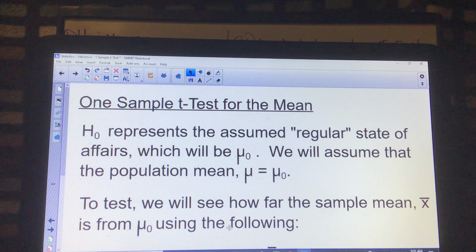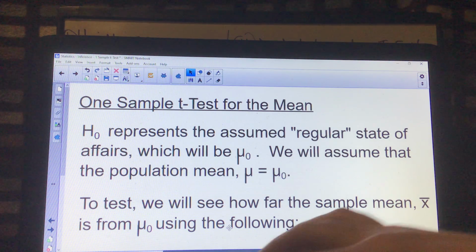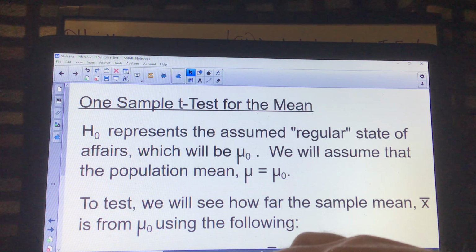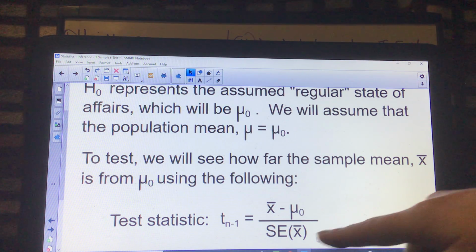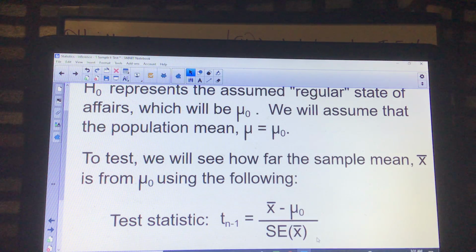So to test, we'll see how far our sample mean is from our hypothesized mean by getting, instead of a z-score, because that's usually how we've done it, we actually get a t-score. So this is called the test statistic. This is the structure of the thing they give you on the exam.